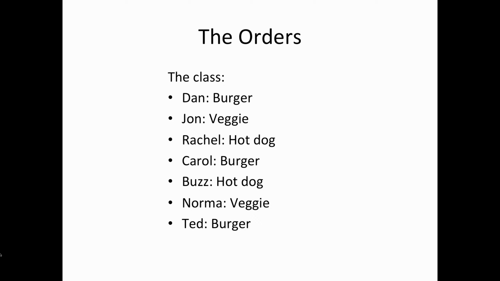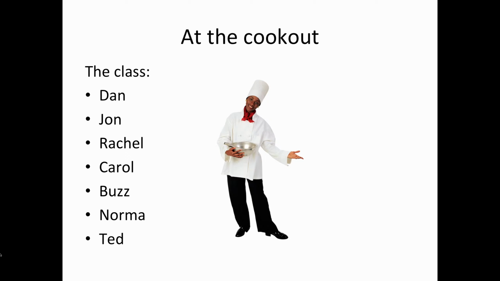Now, here are the orders that people put in. Dan ordered a burger, John ordered a veggie meal, Rachel ordered a hot dog, Carol ordered a burger, Buzz got a hot dog, Norma got a veggie burger, and Ted got a burger. So let's see what happened at the cookout.